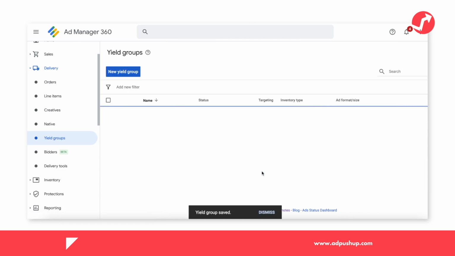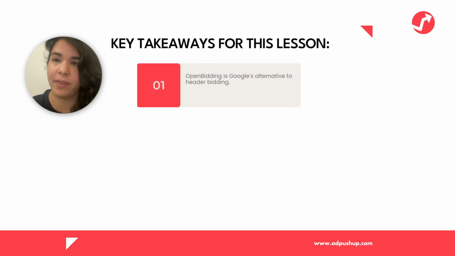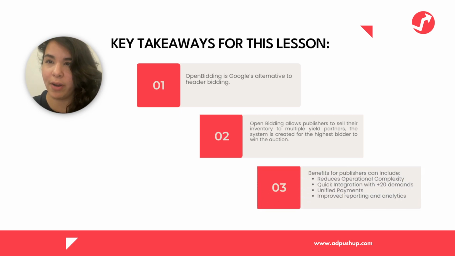This is how easy it is to start doing open bidding. We've reached the end of our lesson, and we've seen how open bidding is a really good alternative to header bidding made by Google, where we can integrate multiple demand partners in a super easy way and start selling our inventory. And in this way, we can increase yield and maximize revenue.